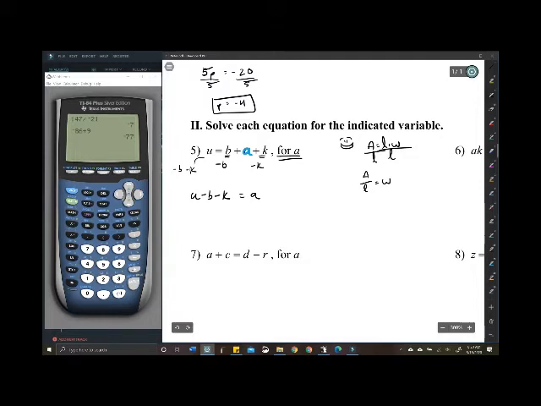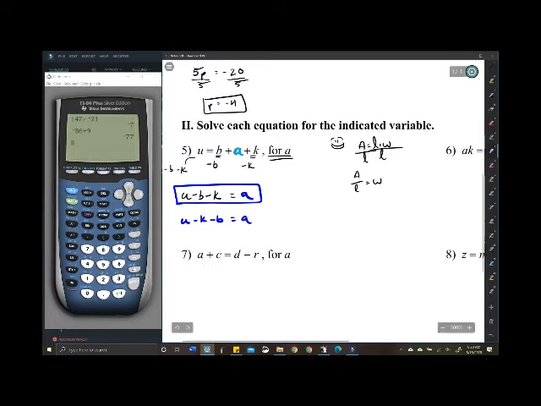You might even have it in a little different order. Commutative property would also allow it to be u minus k minus b. As long as you have this in some capacity, that is the result solved for a.